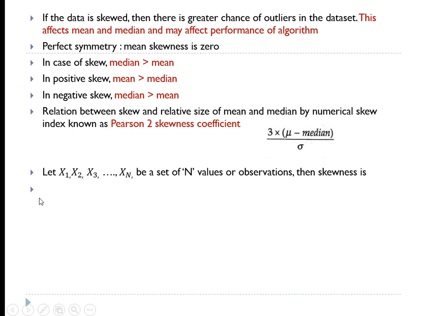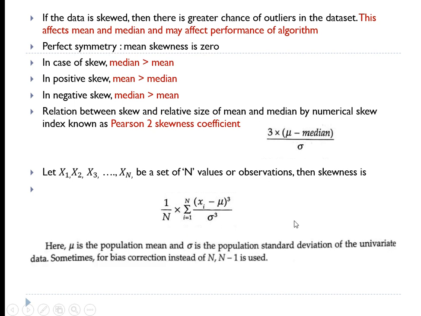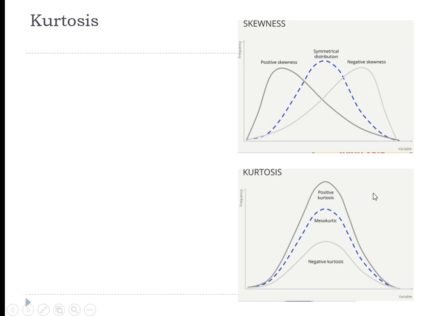Now let's say I have some n observations like this, x1, x2 up to xn. This is how you calculate skewness. For each value, you subtract mu, the mean, take the cube of that, divided by the standard deviation cubed, repeat the same thing for all the values in your data set and take the summation of that, and that entire thing you divide by n. That will give the skewness. Now coming to the next one, kurtosis.